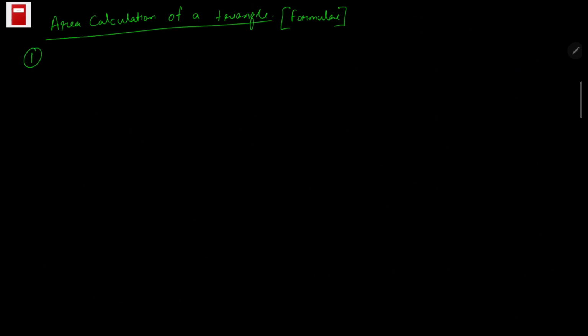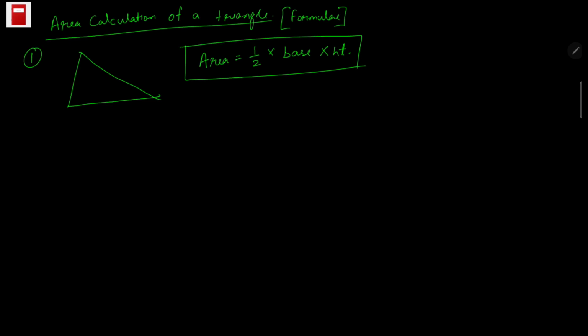Basically, we need to know the formula, right? For any triangle, the area is equal to simply half into base into height. Okay, half into base into height, right? So for example, if I have this side as, let's say, small a, this side as small b, and this side as small c, right?